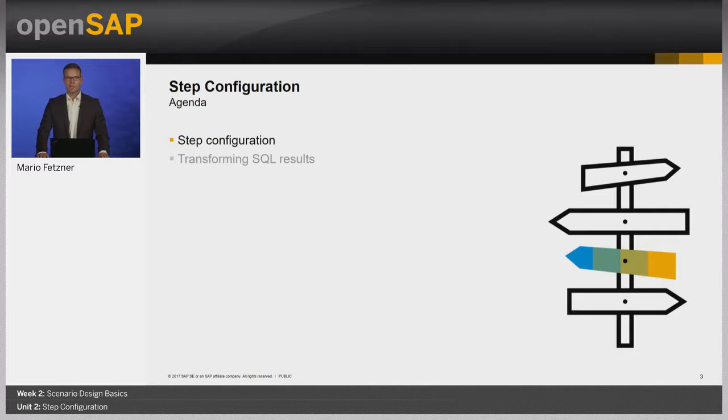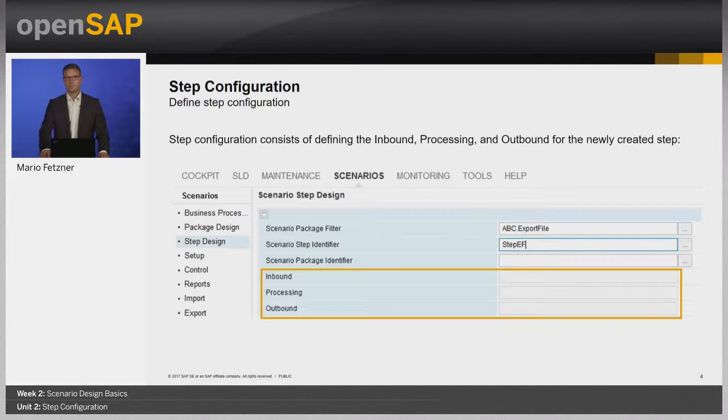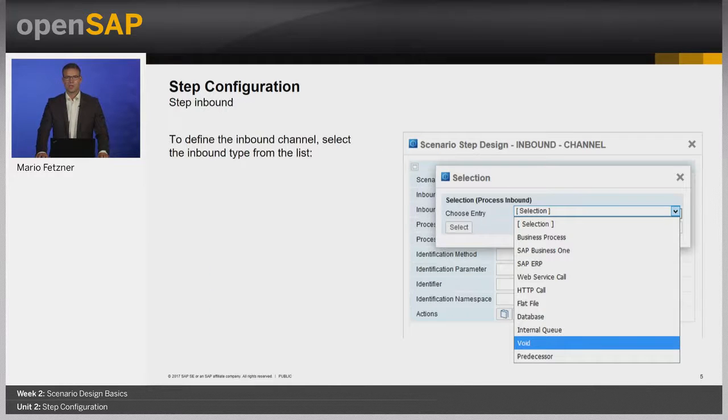First, we will have a look at the step configuration. The step configuration consists of defining the inbound, processing and outbound for the newly created steps. First, we have to select the inbound type from the list. Here we select void for this scenario step.